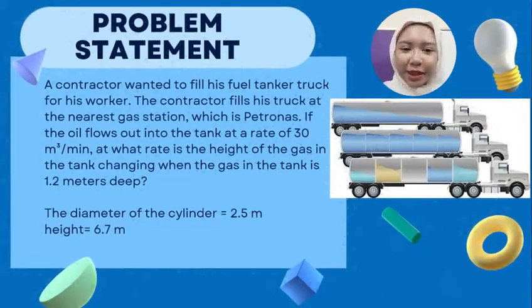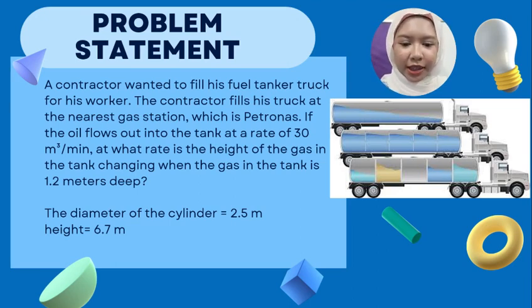So this is the problem statement that we chose. A contractor wanted to fill his tanker truck for his workers. The contractor fills his truck at the nearest gas station, which is Petronas. If the oil flows into the tank at a rate of 30 meters cubed per minute, at what rate is the height of the gas in the tank changing when the gas in the tank is 1.2 meters deep? The diameter of the cylinder is 2.5 meters and the height is 6.7 meters.